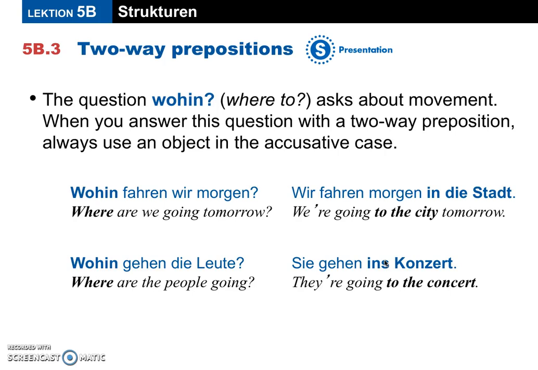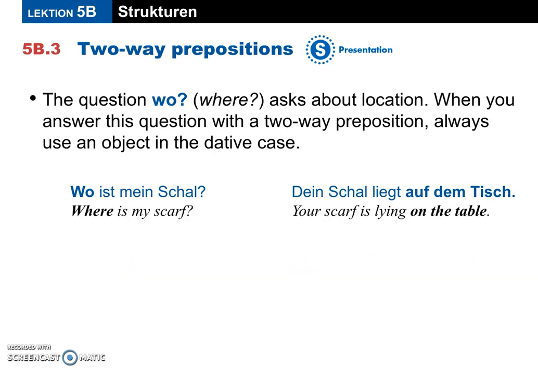When you can ask the question, where are they going to, then it's always an accusative that follows the preposition. Look here. Wohin fahren wir morgen? Where are we going tomorrow? And the answer is, wir fahren morgen in die Stadt. We're going to the city. So they're driving from wherever they are into Eugene. Let's say they're in Junction City and they're driving into Eugene. Wohin gehen die Leute? Sie gehen ins Konzert. You're outside of Matthew Knight Arena, but you're going in. So, sie gehen ins Konzert.